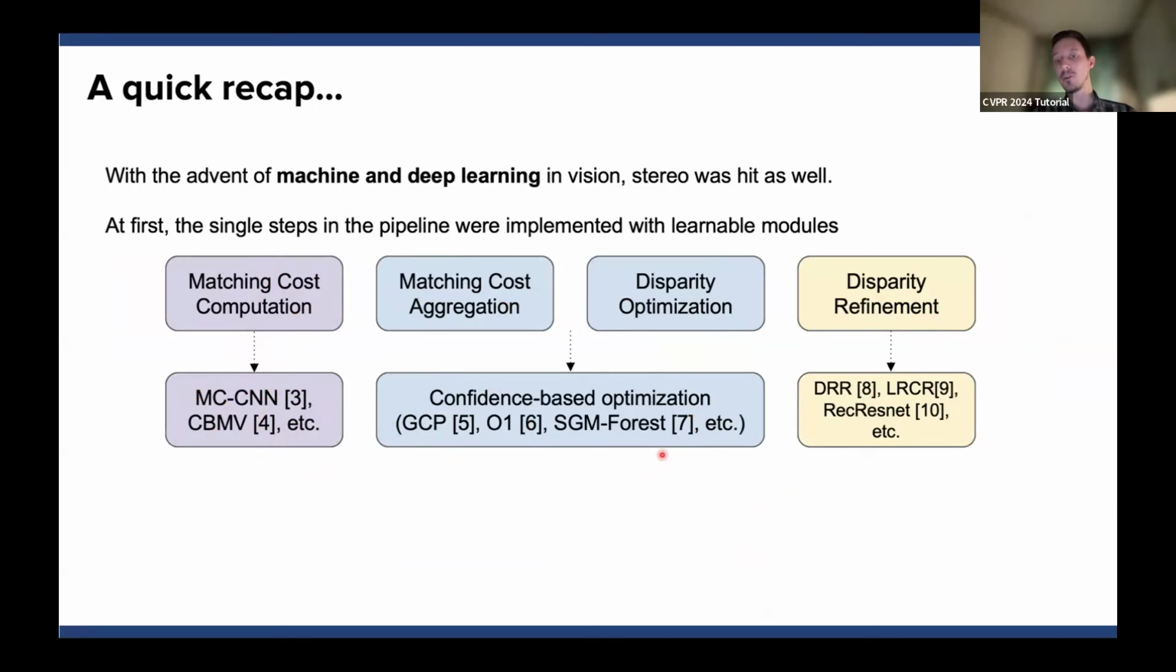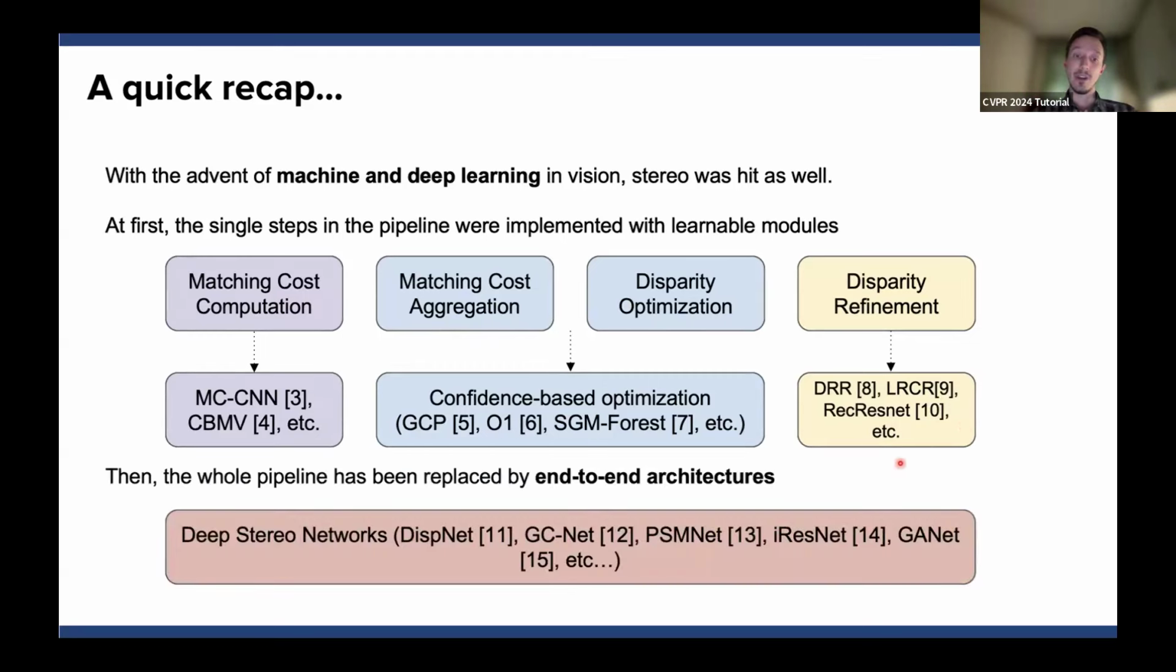Then we had some frameworks for aggregating the cost and optimizing the cost volume, depending on some additional information, such as confidence measures, for instance. And we also had, of course, some neural networks capable of refining a disparity map we could get from an off-the-shelf stereo algorithm to make it a little more accurate. So this was at the very first.